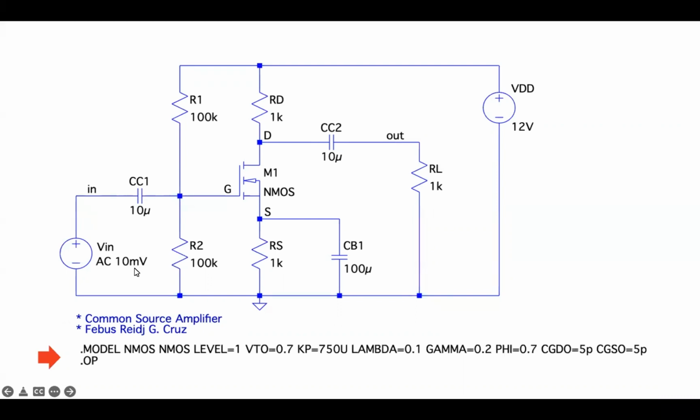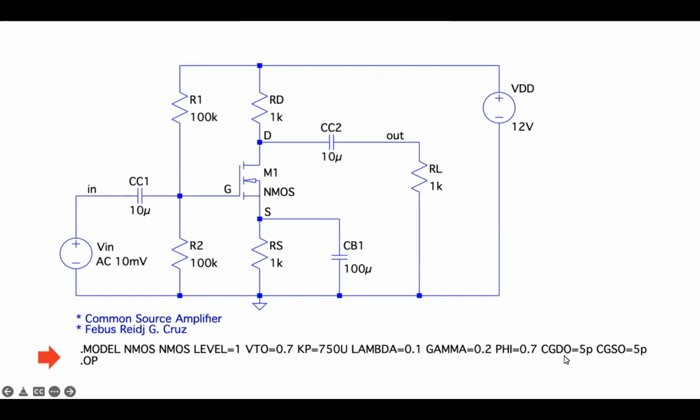All right. And then for our M1, M1 is an NMOS with the following parameters. The threshold voltage when the source to bulk voltage is 0, that is the VTO. VTO is equal to 0.7 volt. Transconductance parameter Kp is 750 microampere per volt squared. Lambda is 0.1 per volt. Then gamma is 0.2, raised to 0.5, so the unit is square root volt. Then phi, or the surface potential, equal to 0.7 volt.